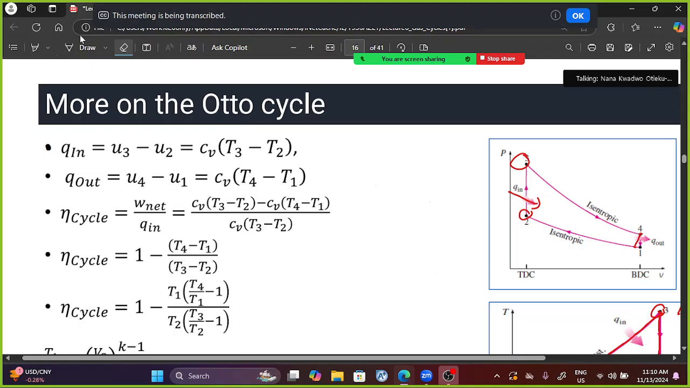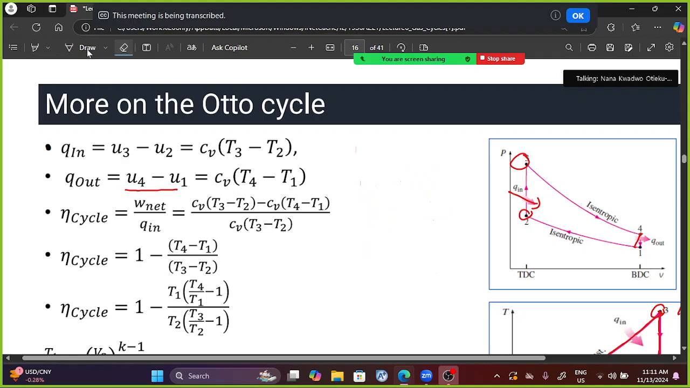Now we also know that du can be represented with Cv, or du is equal to Cv dT, right? So if I have u3 minus u2, it becomes Cv (T3 minus T2). And if I have u4 minus u1, it becomes Cv (T4 minus T1). Now the net work that is being done is going to be the difference in the heat that are in the system. So now let's look at that.